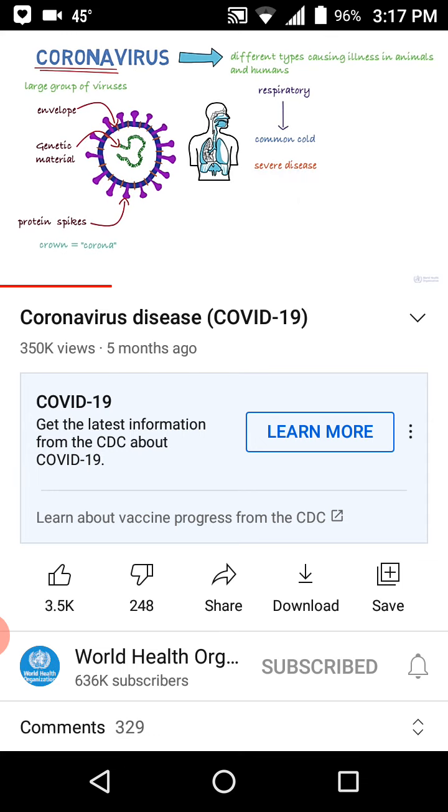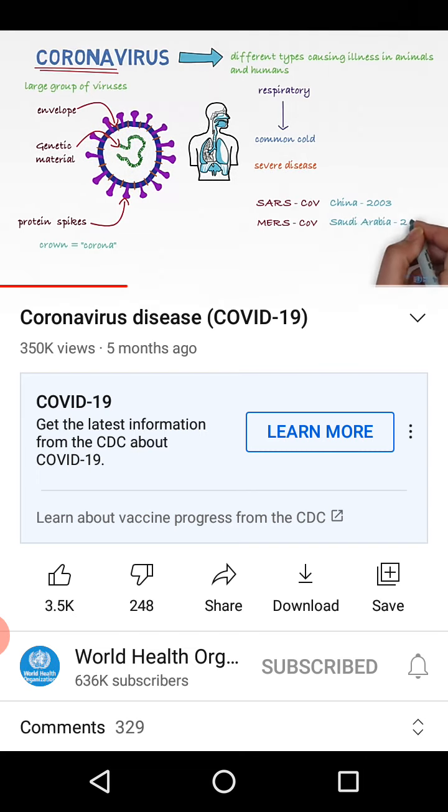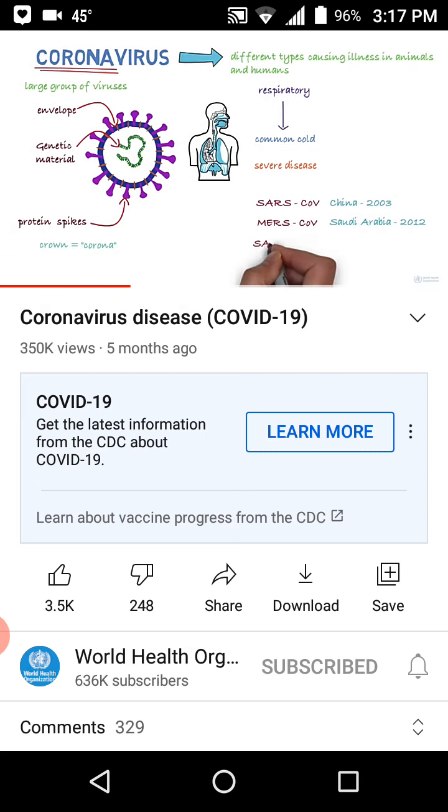These include the severe acute respiratory syndrome coronavirus, first identified in China in 2003, the Middle East respiratory syndrome coronavirus that was first identified in Saudi Arabia in 2012, and SARS-CoV-2, the name of the virus that causes COVID-19 that was first reported in December 2019.